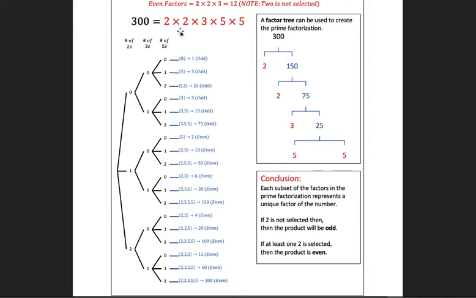So there is one way to select the number of 2s. We're going to select 0 of them to count the number of odd factors. But then we have 2 choices and then 3 choices. So notice that results in a total of 6, which is the number of odd factors that you see listed on the right-hand side.